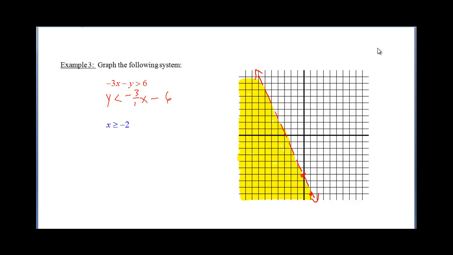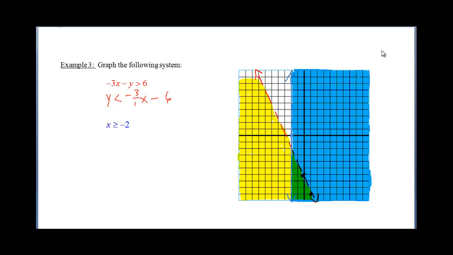We next graph our inequality x is greater than or equal to negative 2. Since we have one variable and that variable is x, we know our line will be a vertical line passing through the point negative 2. It will be a solid line since our inequality is greater than or equal to. Our next step will be to shade. Since it's greater than, the values that are greater than negative 2 are to the right of negative 2.